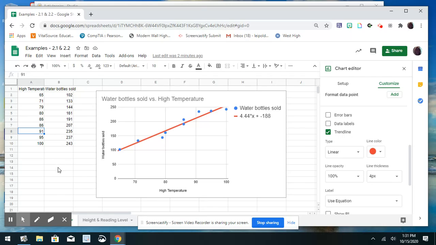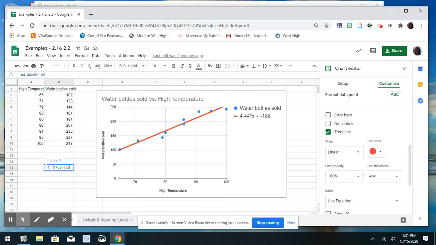Or what we could do is we could use the equation right here from that line of best fit, and we can actually plug it in to a cell over here on the spreadsheet. To do that, we would say equals 4.44, and then we would say times, which is shift 8, it's the star symbol, times 68 degrees. And then I'm going to say minus 188.